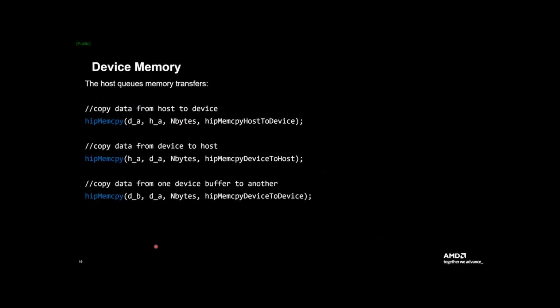Now the host queues memory transfers. So to copy data from host to device, okay. So this is the host, the device, the bytes, and this tag says hipMemcpyHostToDevice. Now, if you want to do the opposite, from device to host, you swap these two, from HD to DH, and you write here hipMemcpyDeviceToHost.